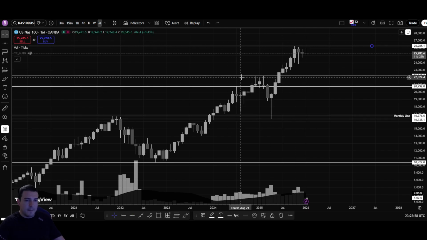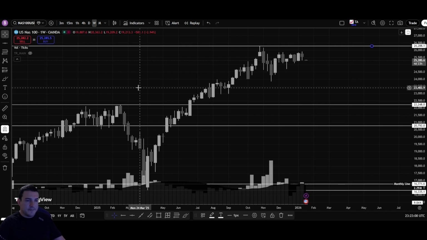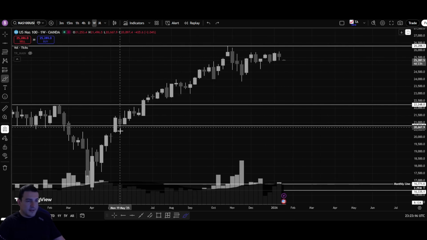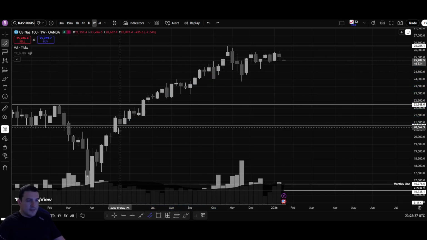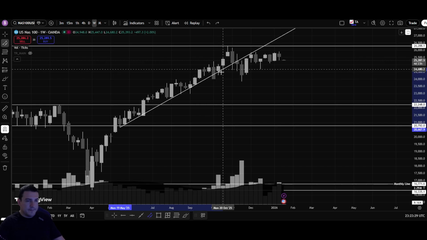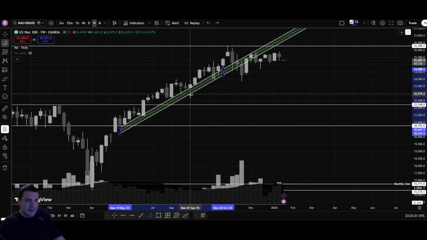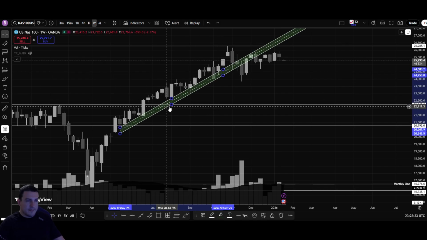There's all-time high. Weekly chart now. I see a trend line. There was something here. So let's mark it with the channel tool. Capture just important price action.